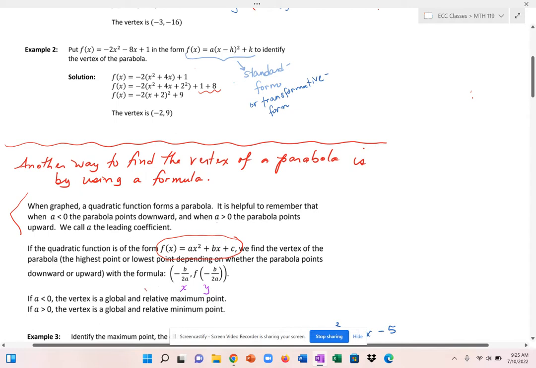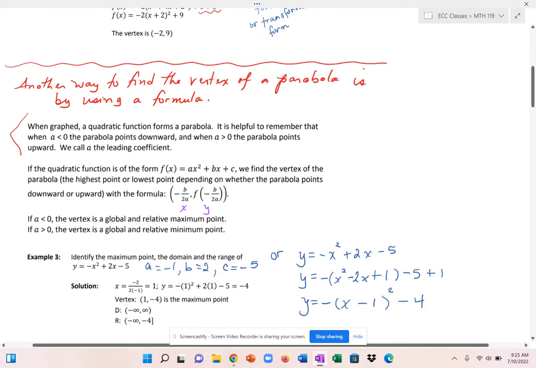The x-coordinate of the vertex is negative b over 2a, and for the y-coordinate, you plug negative b over 2a in for x and simplify the right side of the equation. That gives you the same results as the previous technique that I showed you. It's just a different option.